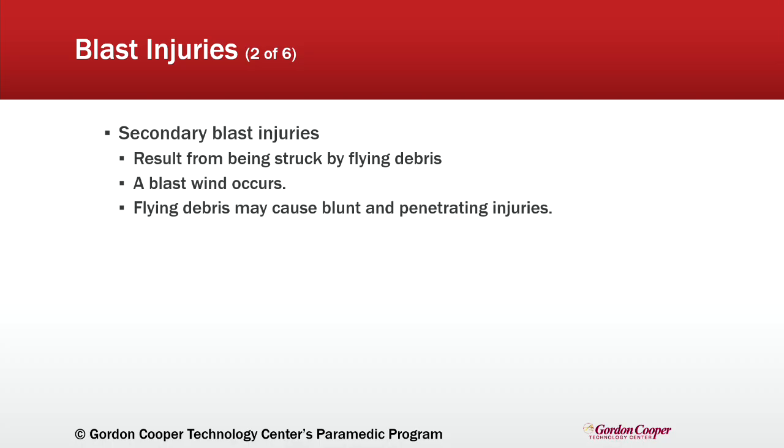Secondary injuries, on the other hand, occur when the patient is hit by different types of flying debris. The shock wave creates a blast of wind that pushes air molecules outward, and it can pick up these particles and pieces of debris, as well as components of the explosion itself that are pushed outwards. Flying debris can cause both blunt trauma as well as penetrating trauma. It all depends on the size of the object and the velocity or speed it's traveling, which will determine whether it's going to be a blunt or a penetrating injury.